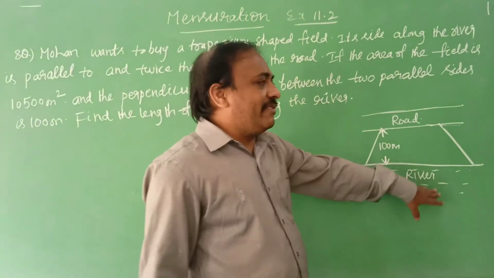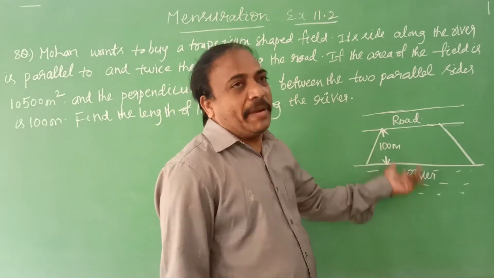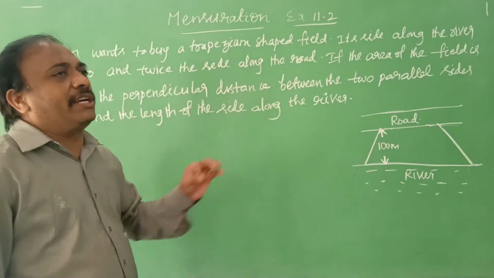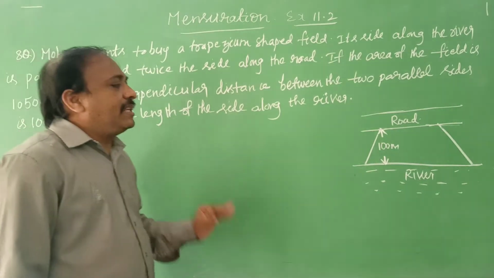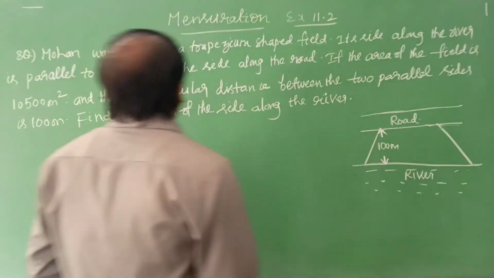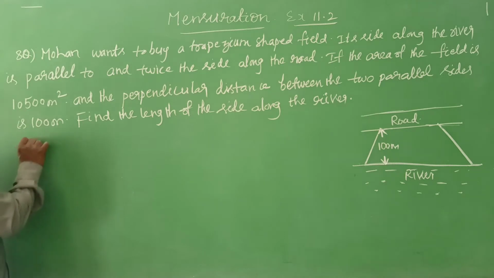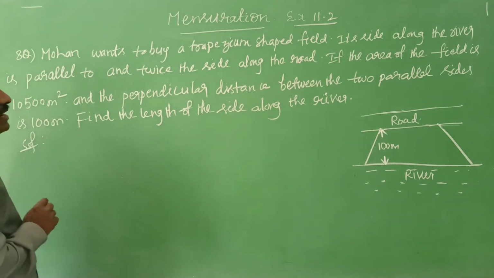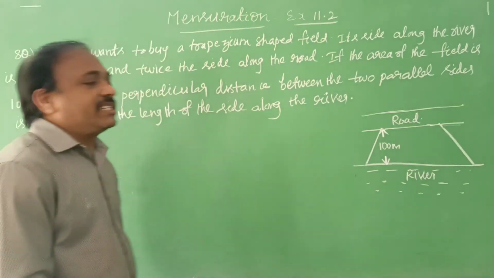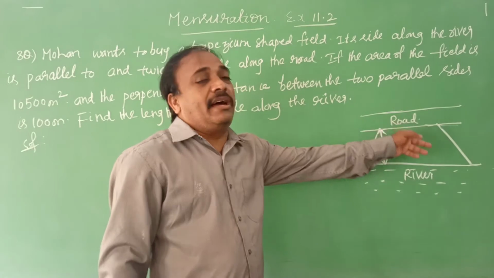So this side is the river and this side is the road. In between the road and river there is a trapezium shaped field he wanted to buy. What is the length along the river if the area is given as 10,500 meters square? So first the area is given and the perpendicular distance, which is nothing but the height, and the length along the river is twice the length along the road.